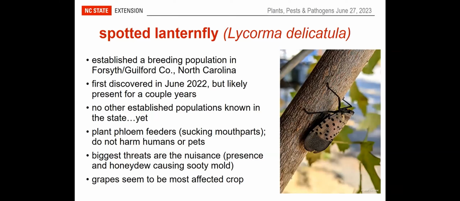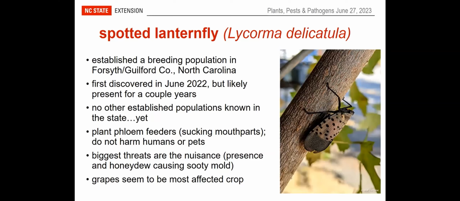This is an insect that feeds on plants. It sucks sap from the plants, from the phloem, and because of that, it can produce lots of honeydew. It's not harmful to humans or pets, so it doesn't bite or sting or anything like that.